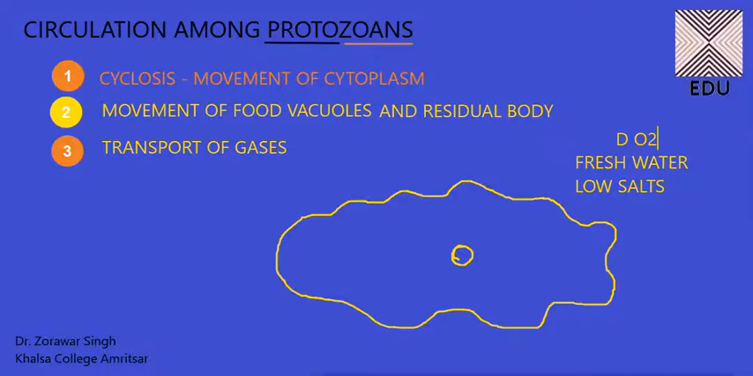Now inside the amoeba, the level of oxygen is low. Inside the amoeba, again we have dissolved oxygen. It is dissolved in the cytoplasm of the amoeba, but it is at low concentration. So we have a high concentration of oxygen outside, and a low concentration of oxygen inside. So oxygen from outside will come inside the amoeba simply by a process called diffusion.